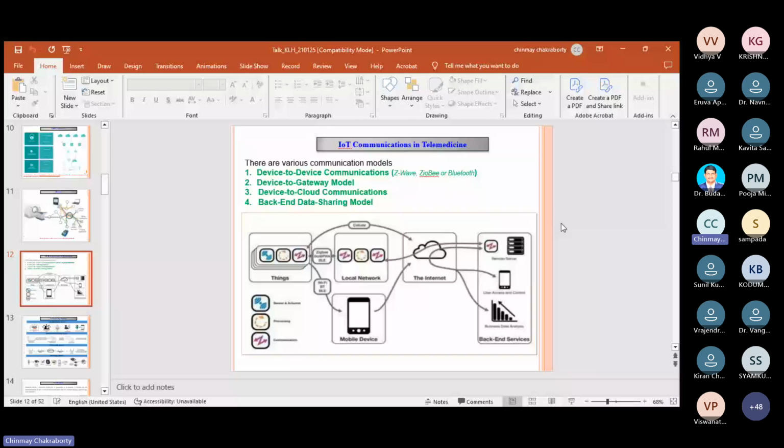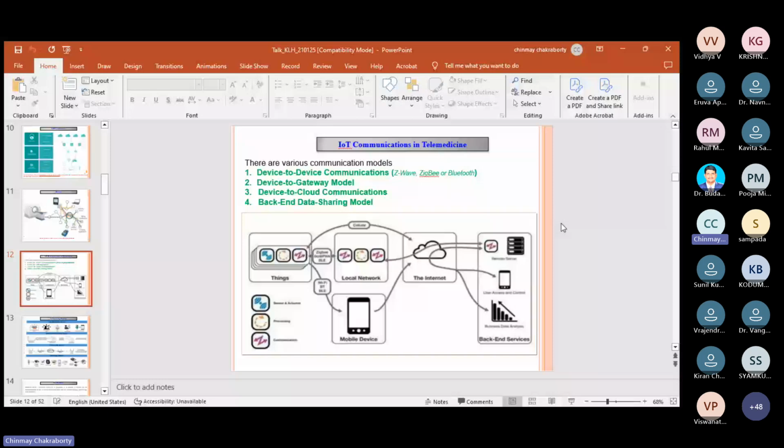Another one is device to gateway. Because between one end user and another end user, there are several intermediate devices, the journey basically goes through the routers. So these are the intermediate nodes, you can say. That's why the device to gateway model we need to design in a proper way.